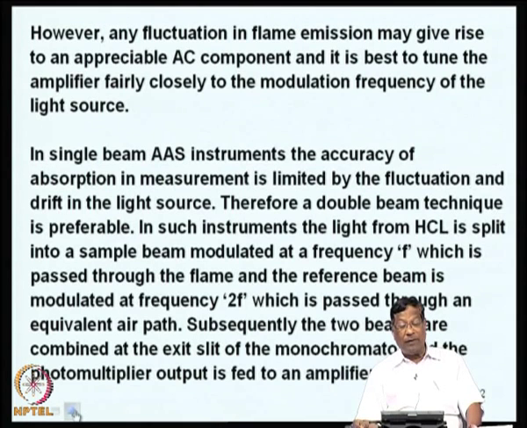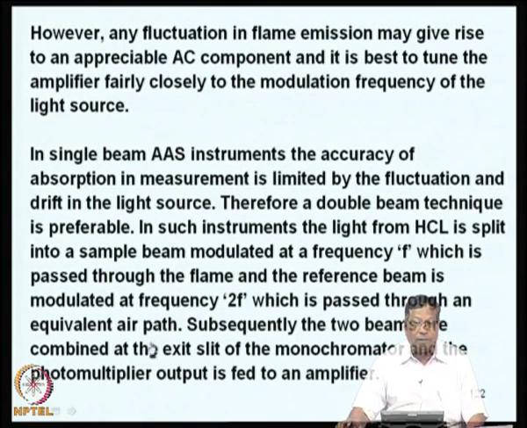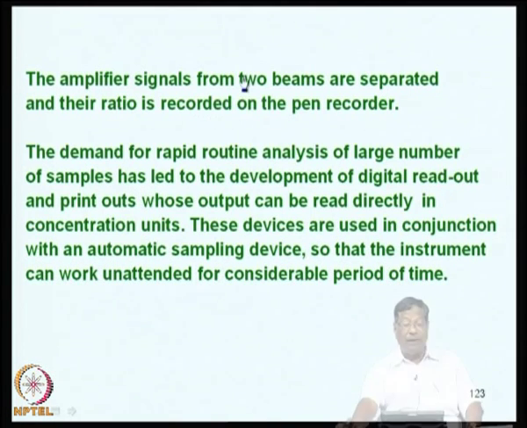In single beam instruments, the accuracy of absorption is limited to the fluctuation and drift in the light source. Therefore, a double beam technique is preferable. In such instruments, the light from the HCL, that is hollow cathode lamp, is split into a sample beam modulated at frequency f, which is passed through the flame, and another reference beam which is modulated at frequency 2f, which is not passed through. This we have discussed in the last class. So, the amplifier signals from the two beams are separated and the ratio is recorded on the pen recorder.